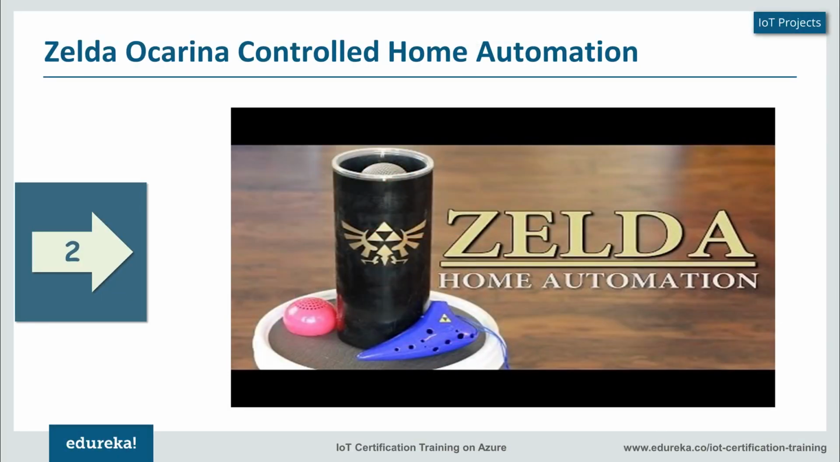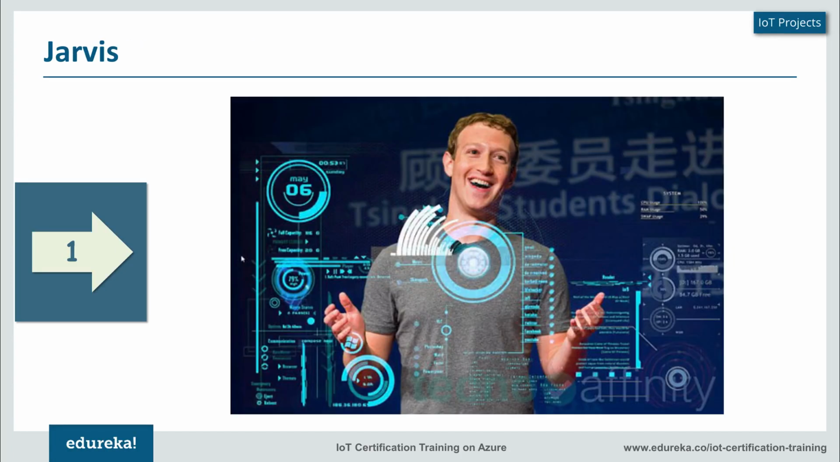Next on our list, at number one, if you've not already guessed, is Jarvis. Jarvis is the artificial intelligence system that Facebook's creator Mark Zuckerberg has built for his home automated system. I'm quite sure you've already seen the video of Mark Zuckerberg interacting with Jarvis, which has Morgan Freeman's voice. And if you've not, here's a quick glimpse into the same.